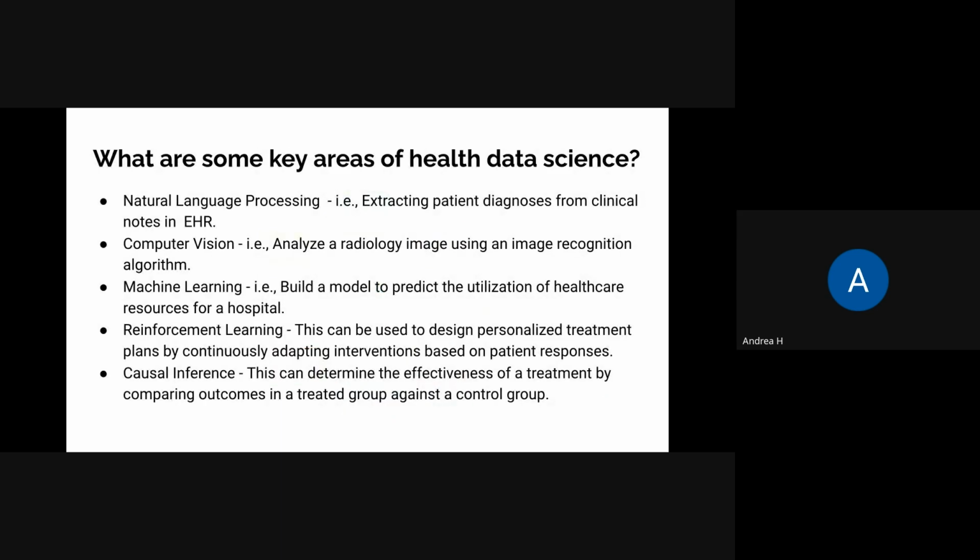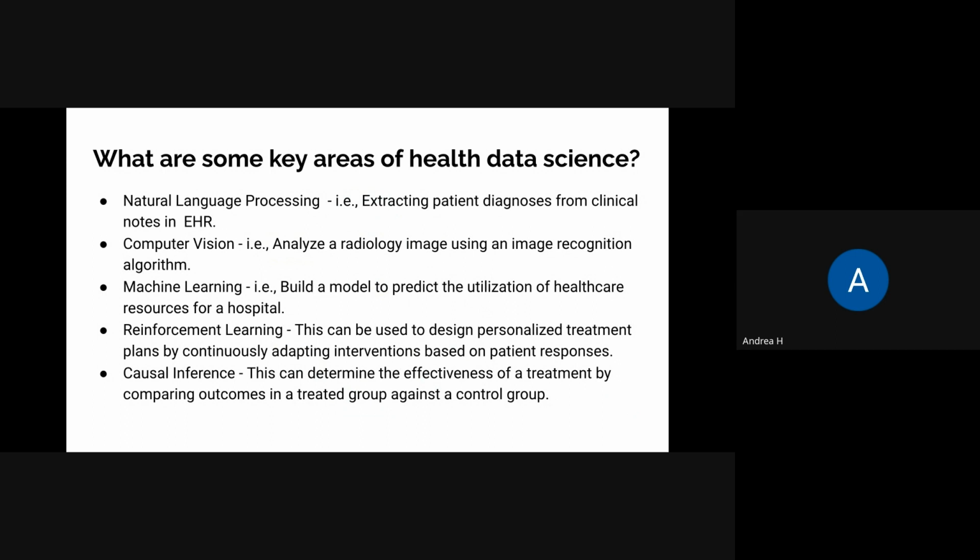Some areas of health data science are natural language processing, where you could be constructing patient diagnosis information from clinical notes in an EHR. You could use computer vision to analyze radiology images using image recognition algorithms. You use machine learning, which is what I do for work, and build models of predictive utilization of healthcare resources for a hospital. There's reinforcement learning, where you can develop personalized treatments.